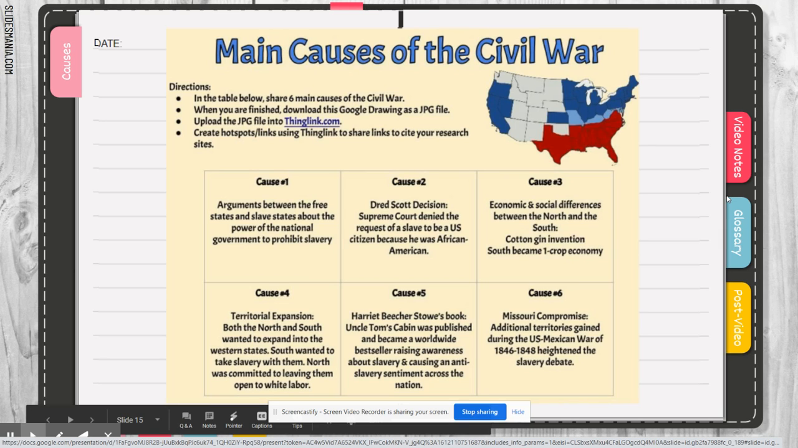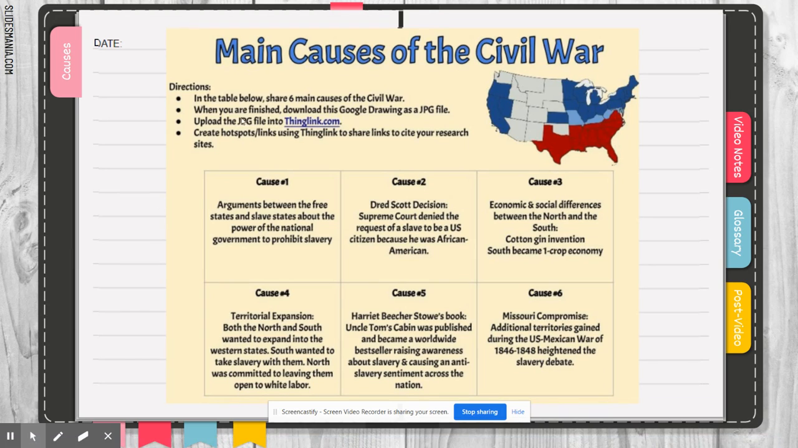Okay, so I want to quickly show you the differences in what different sources will give you for the main causes of the Civil War. Some of these go along with what we talked about, and some of them are slightly different. If you look at this table, thinglink.com lists arguments between free states and slave states about the power of the national government to prohibit slavery. So that's part of the slavery argument. Can the federal government ban slavery or can't they? That's an argument between the two sides.